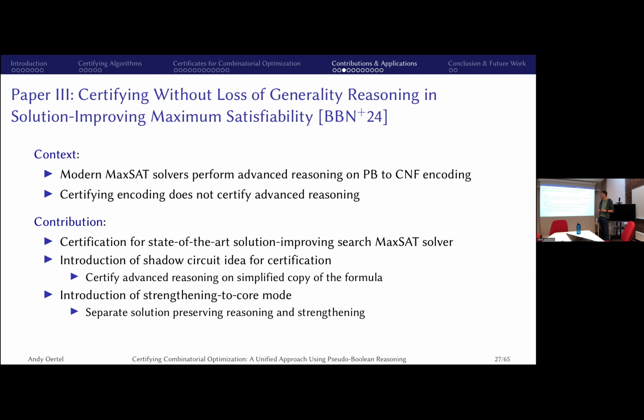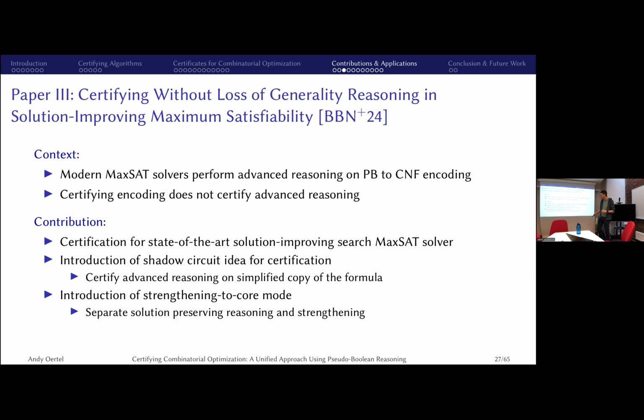So one idea that we introduced in this paper was the idea of shadow circuits, where we copy parts of the formula to have a cleaner version of the formula, perform our reasoning on it, and then copy the results back to the original formula. Just to separate this advanced without-loss-of-generality reasoning better from the rest of the problem. And to do this, we required adding a new strengthening to core mode, which separates this reasoning without loss of generality, which is the strengthening reasoning, and the implicational reasoning done with cutting planes.